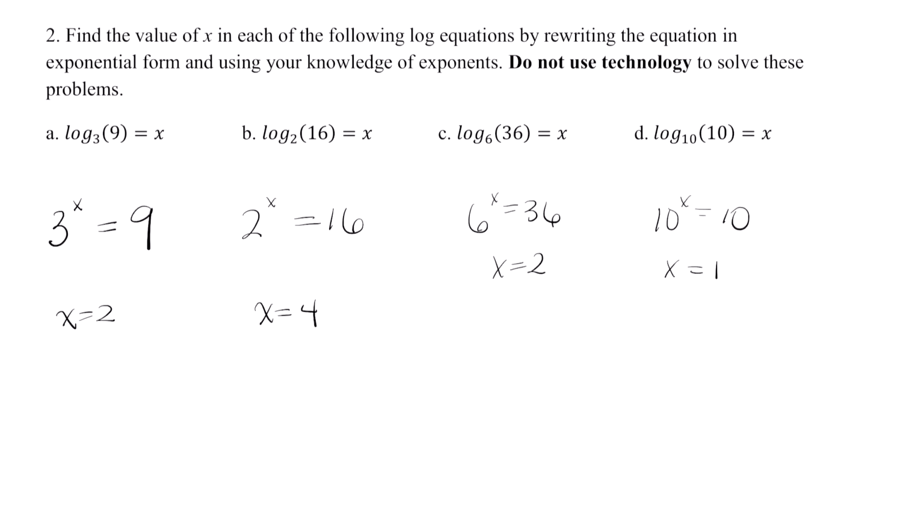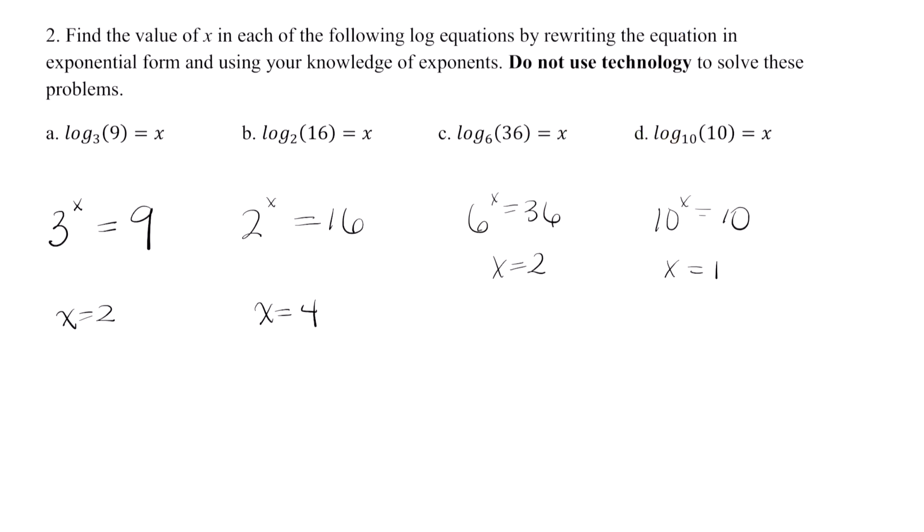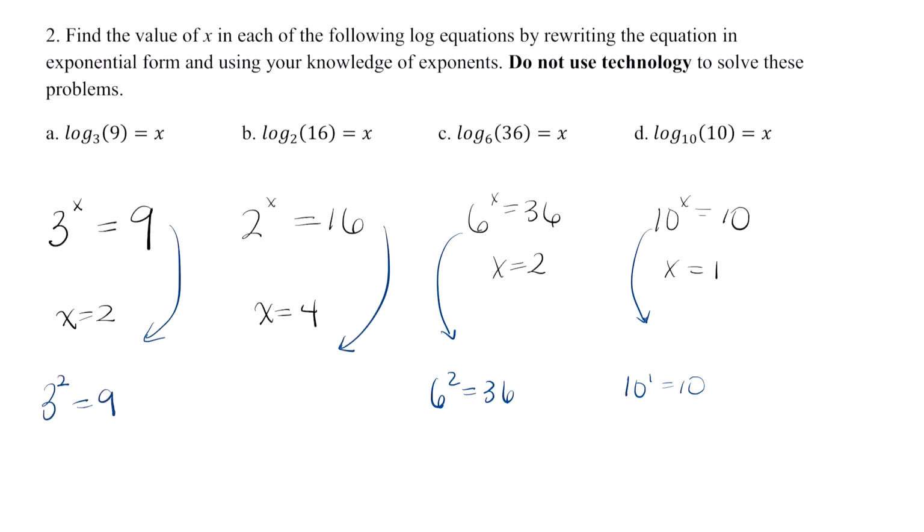Now that you've paused your video, your answers for C and D should match. And let's quickly double check our work. So we'll start with C and D. 6 squared indeed equals 36, so that one's correct. 10 to the 1 power is equal to 10. What about A and B? 3 squared equals 9. 2 to the 4th is equal to 16.